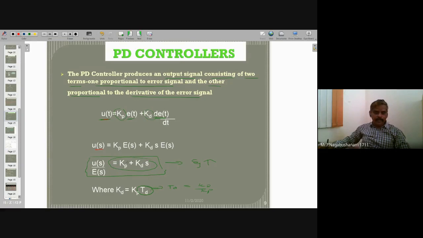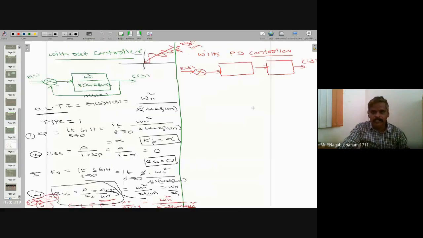I'm going to take Kp equal to 1, proportional constant equal to 1. This is the gain of a PD controller. In the block diagram, input is E of t, output is U of t, and its transfer function is Kp plus Kd into S. Now I'm going to assume Kp equal to 1, the proportional constant is 1 in this problem.